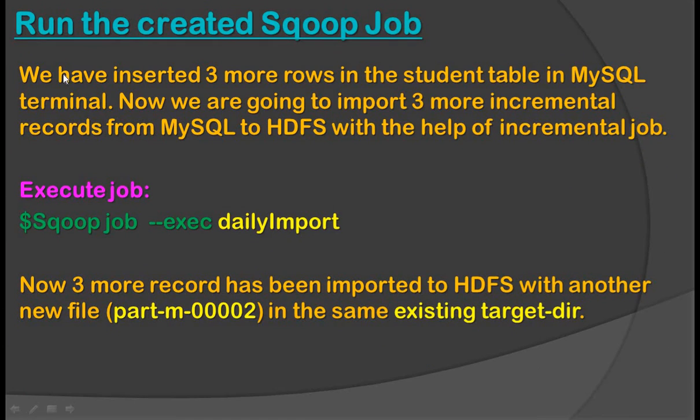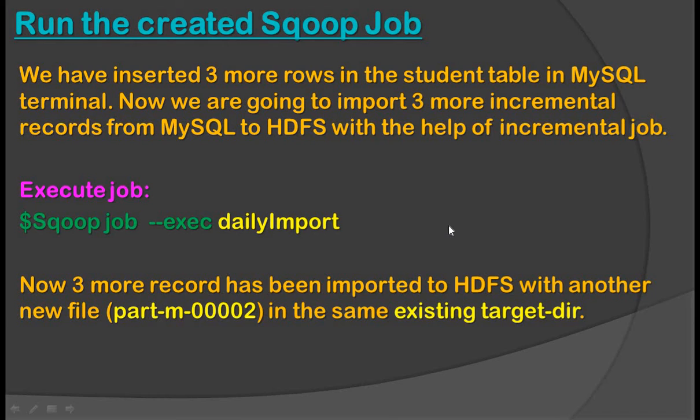So in this way, suppose that after creating a Sqoop job, we have inserted 3 more rows in the student table in MySQL. Now we are going to import 3 more incremental records from MySQL to HDFS with the help of the incremental job. So we need to write the execute statement: sqoop job --exec and the name of the job. When we execute the Sqoop job, 3 more records are imported to HDFS in another new file and in the same existing target directory.